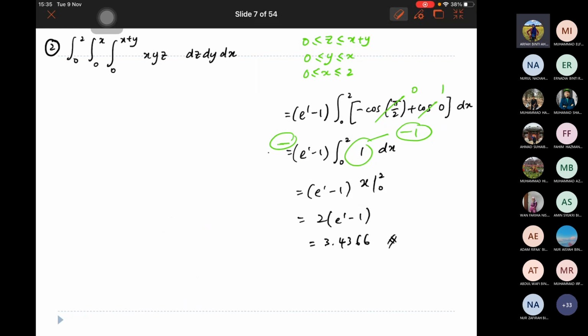So, cuba buat dia punya integration. Try by yourself first.